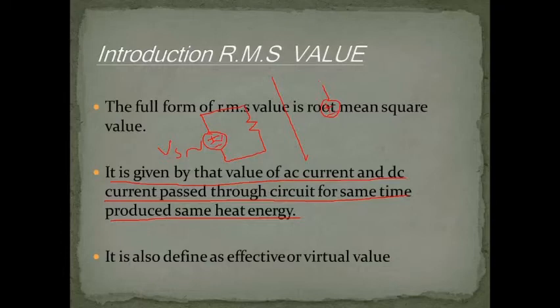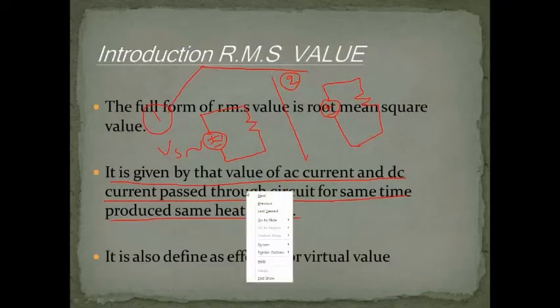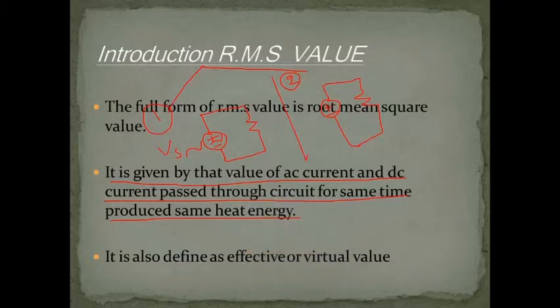A DC current is given to the same amount of resistance. In the first case the heat generated is the same as in the second case for a particular time period. So in both cases, case 1 and case 2, the heat generated by the circuit is the same. So that is called RMS value. This is also called the effective value or virtual value.